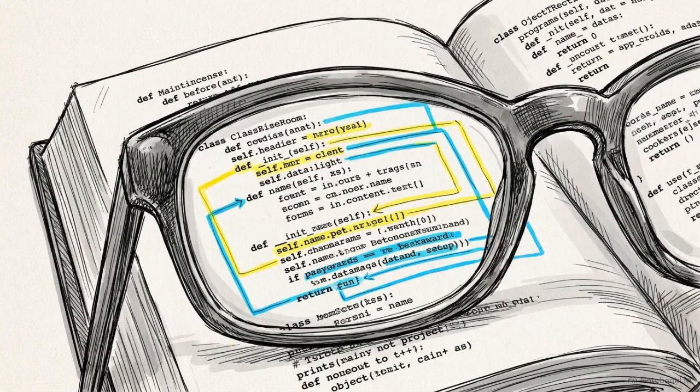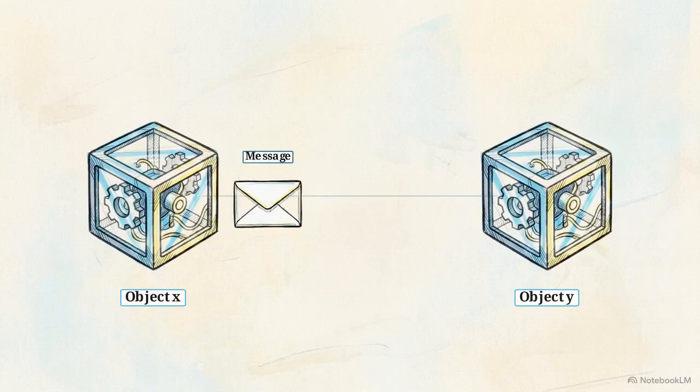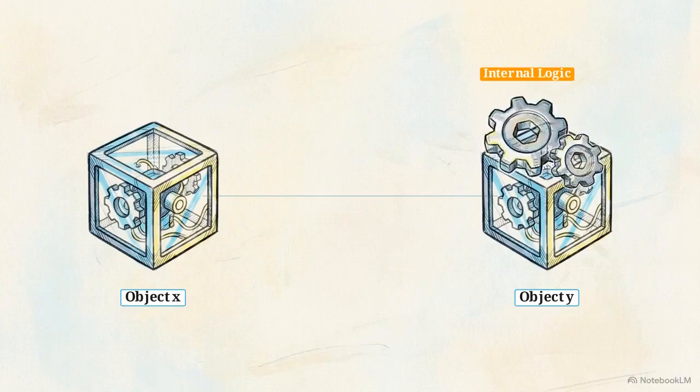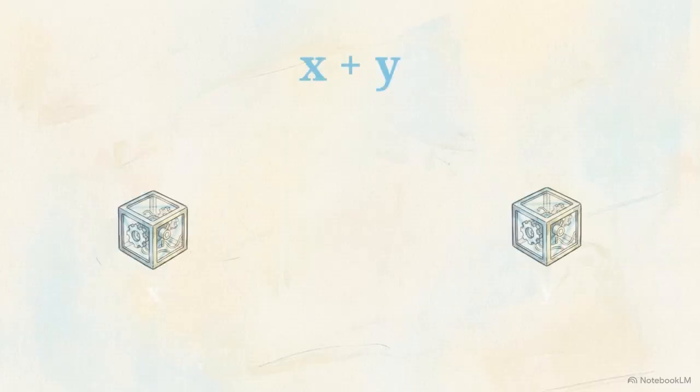Mastering Python requires a shift in perspective. You have to look past the symbols and see them as messages passed to data objects, asking them to perform their own internal logic. With arithmetic like x + y, Python sends a message to x's __add__ method.